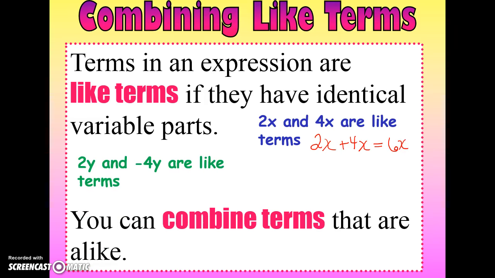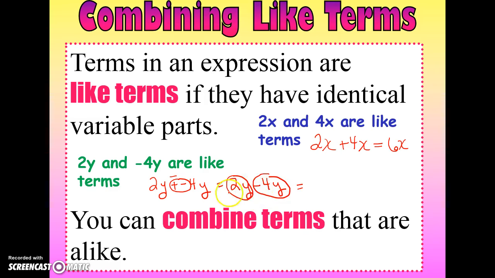Another example of some like terms are 2y and minus 4y. So if we wanted to combine those, 2y plus negative 4y, first of all, we know from our integer unit, double signs go to a single sign. So that's 2y minus 4y. We're going to use our same rules. Circle the sign that goes with the number. Are those signs the same or are those signs different? Those signs are different. We'll find the difference. Keep what we have more of.